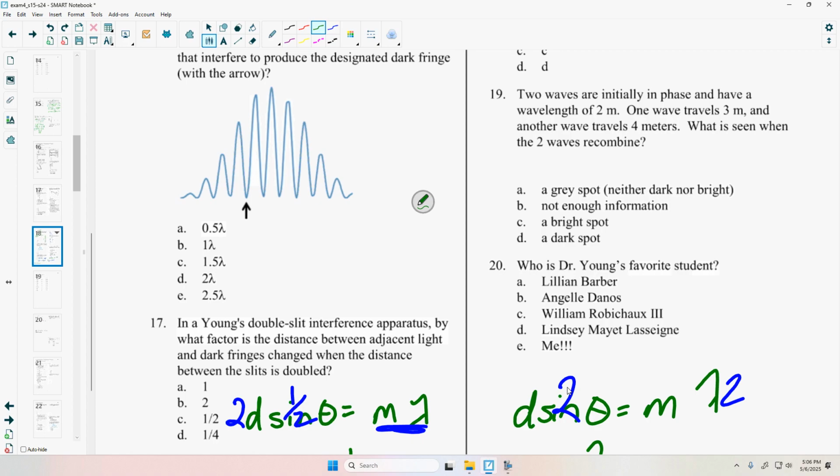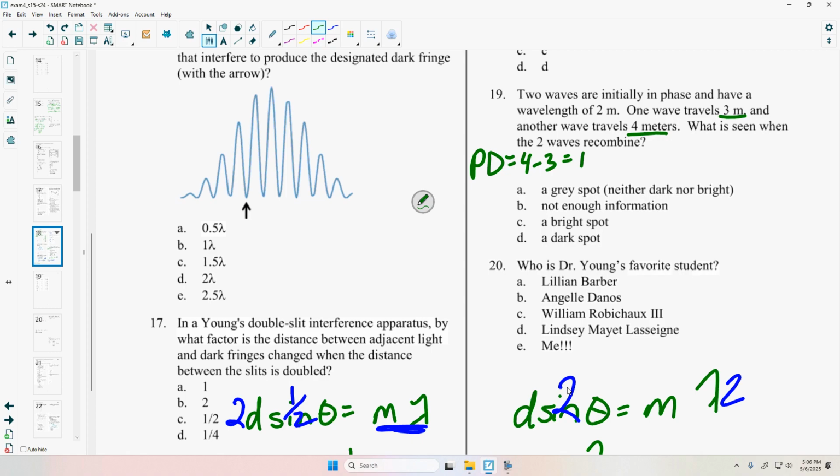She's really great. All right, 2 waves are initially in phase and have a wavelength of 2 meters. One wave travels 3 meters and the other travels 4 meters. What is seen when the 2 waves recombine? You're going to have one of these too. A couple steps. You want to first determine the path length difference. The 2 waves are traveling different distances, 3 meters and 4 meters. So the path length difference is 4 minus 3, which is 1 meter. Doesn't matter if it's positive or negative, just the difference between those two.